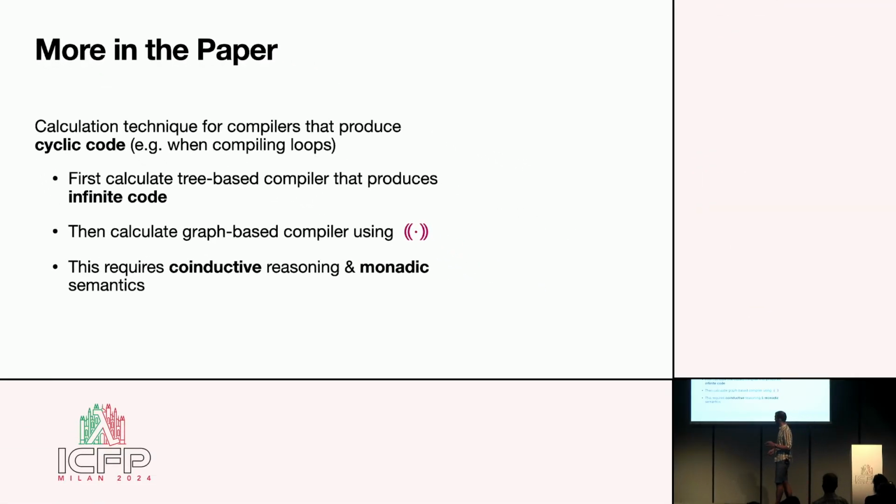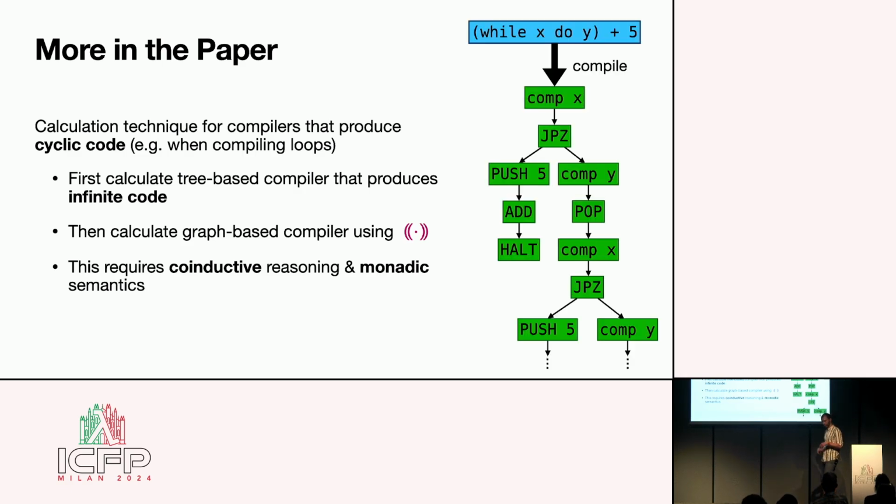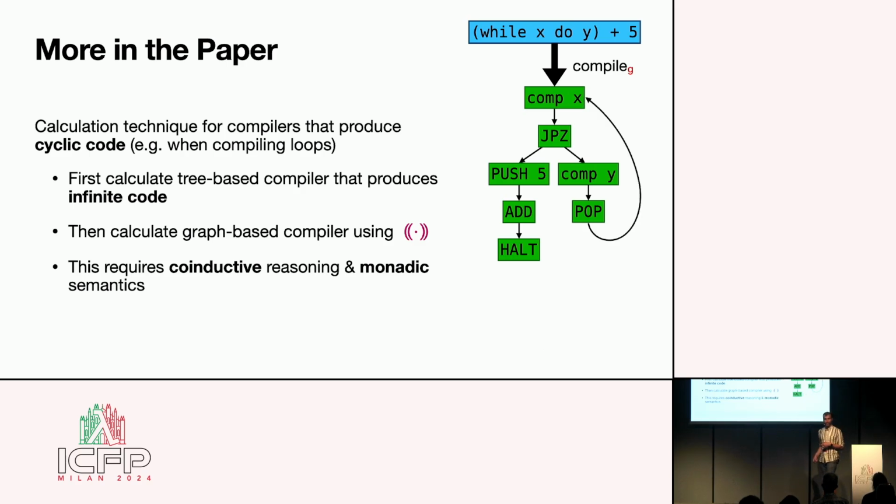So in particular, we also show in the paper how this extends to, well, cyclic code, right? If you want to actually compile while loops, it works in a similar way. You start out with building a calculating compiler that produces trees, and for loops, these will be infinite trees, right? So this compiler will actually produce infinite trees. Very unrealistic. But then you do the same trick, doing the calculation for graphs using the unraveling, and the compiler that you get out for that is the one that you would expect, that has a backward jump to the beginning of the while loop, right? And so the same trick applies there, and we get the compiler that we expect.